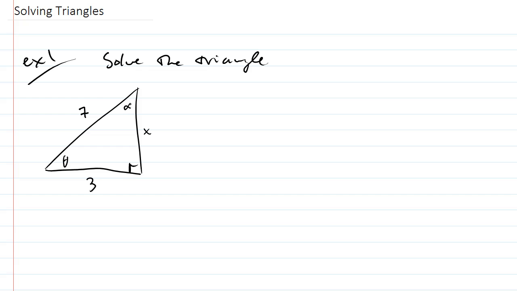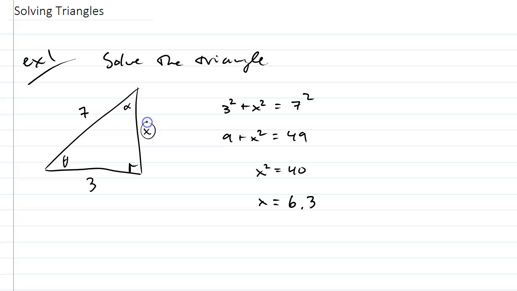Alright, so to start off, I can find this side by using the Pythagorean theorem. 3 squared plus x squared should be the hypotenuse squared. So 9 plus x squared should be 49. X squared, if you subtract 9 on both sides, should be 40. And so x, if I get a decimal, is going to be a little larger than 6. I get an answer of 6.325, so let's just do 6.3. Okay, so we found the side.